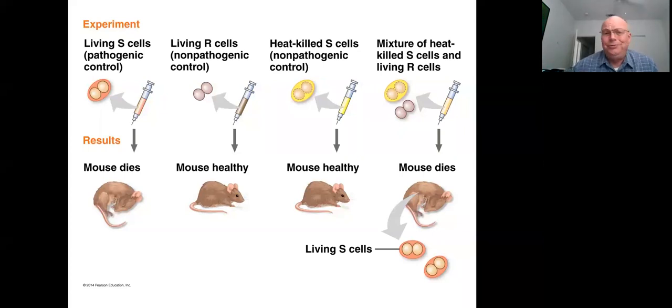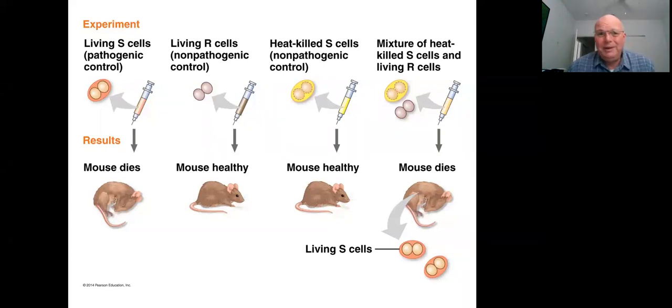So what was he to do? Well, he knew he could not inject living S cells into the mouse because the mouse was going to die. That he'd already demonstrated. Whatever he was going to inject into the mouse had to be non-pathogenic. But he now has recognized that if he kills the S cells, he's not going to get what he's looking for, an immune response.